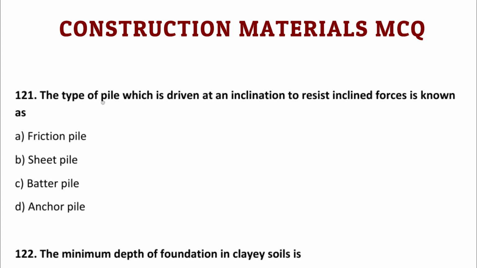So next question, the type of pile which is driven at an inclination to resist inclined force is known as option A friction pile, option B sheet pile, option C batter piles, option D anchor piles. So the correct answer is option C batter piles.